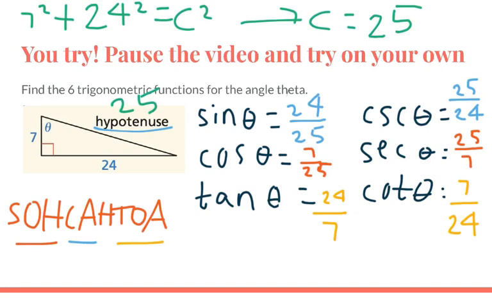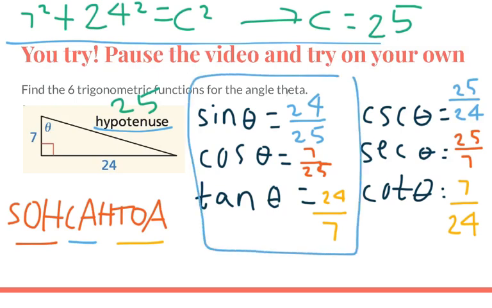Okay, so here's my answers. When I did the Pythagorean theorem up here at the top, I got that C is 25. So then using that, I got my regular 3 sine, cosine, tangent values, and then all I did is flip them to get the reciprocals. So now would be a good time to pause your screen again, check your answers before moving on to the next screen.